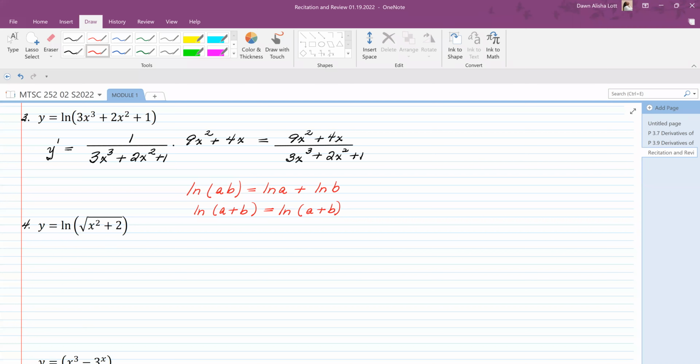Go ahead. I would first rewrite it as the natural log of x squared plus 2 to the 1/2. From there, I would take the derivative, which would be 1 divided by x squared. Okay, let's do one more step before you do that. Let's do the power rule. So what can you do with that 1/2 in the power rule? I can move it in front of the natural log. That's gonna make my derivative so much easier.